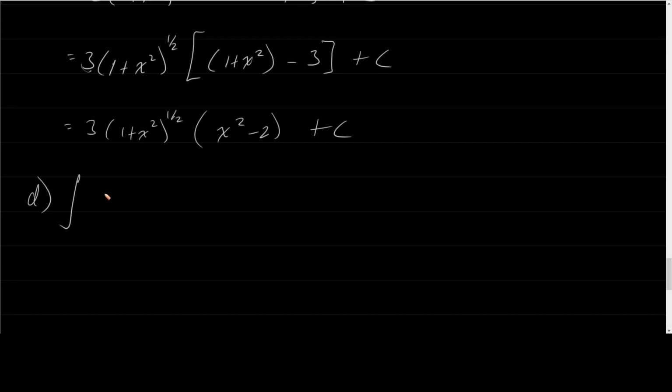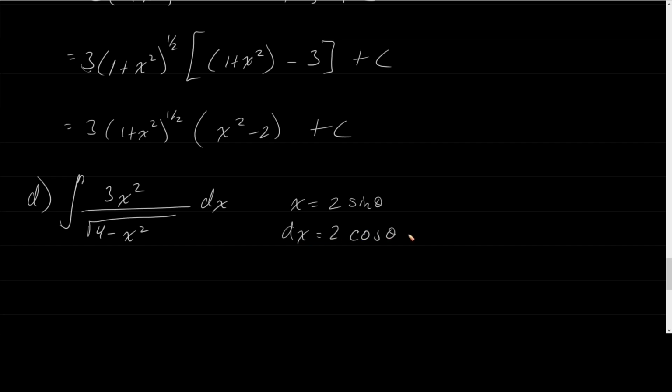D is the integral of 3x squared over the square root of 4 minus x squared dx. Now in here, notice that we're starting with a radical in the bottom of 4 minus x squared. So I have a constant minus a function, so that tells me that I want to be using sine. And in here, you should be looking at this 4 as 2 squared. So we're going to have x equal to 2 sine theta. Therefore, dx would be 2 cosine theta d theta.